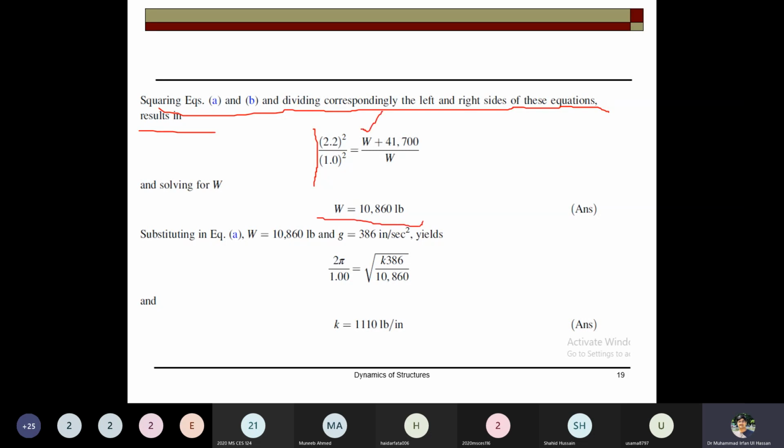So from this equation you can determine the weight of the, what was the W? W was the weight of the empty tank. So you can determine the weight of the empty tank in this way. And next you substitute the value in the equation. Now the W and G values can be put back into equation number 1 to find out the k value. So the stiffness of the tank is 1110 pound per inch, and the weight of the tank is 10,860.